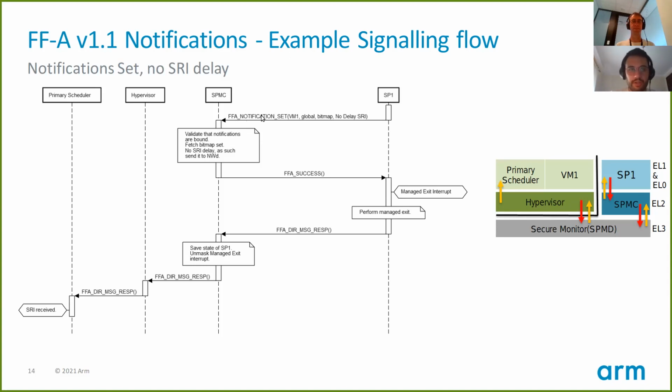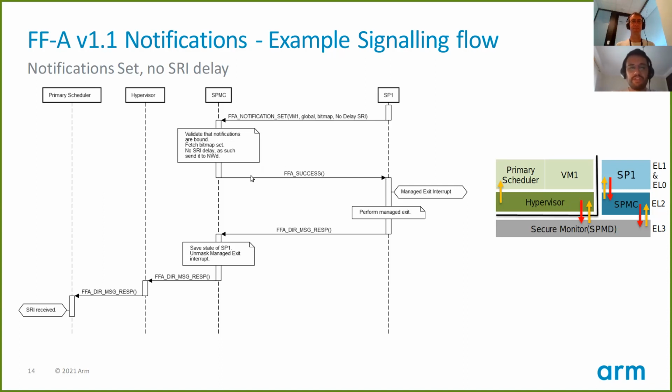So SP1 effectively makes the call. The SPMC validates that the notifications are bound, fetches the bitmap from the receiver, and sets the notification as pending. As we don't have a delay in this case at the moment, it should mask the schedule receiver interrupt and return FFA success to SP1.